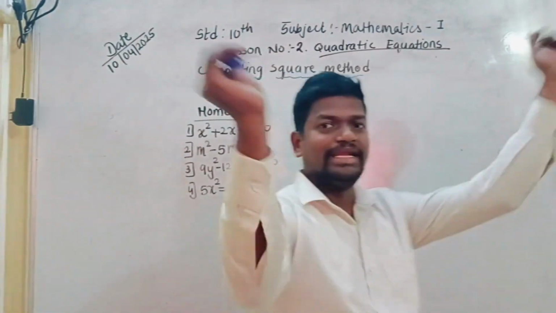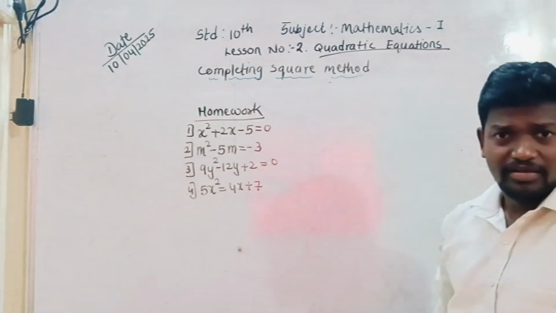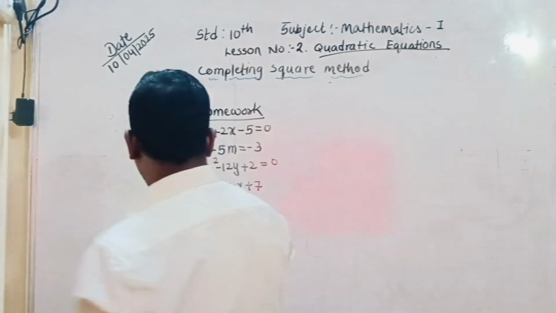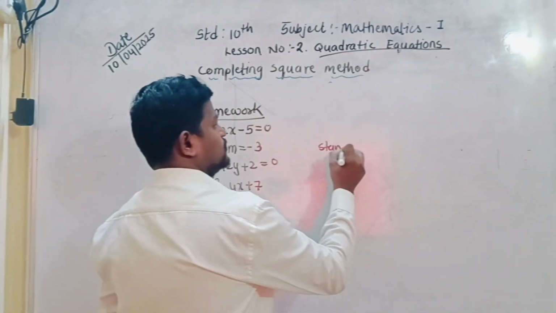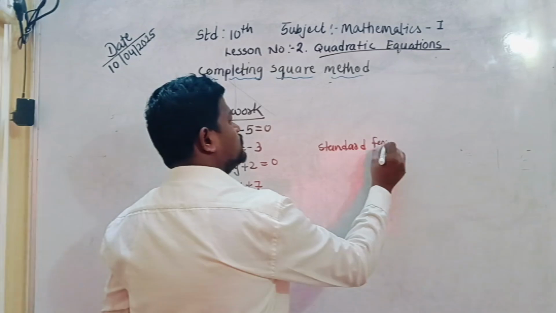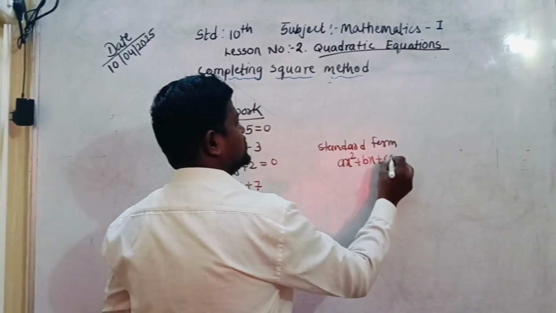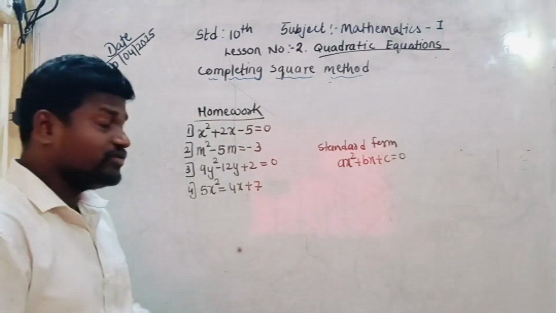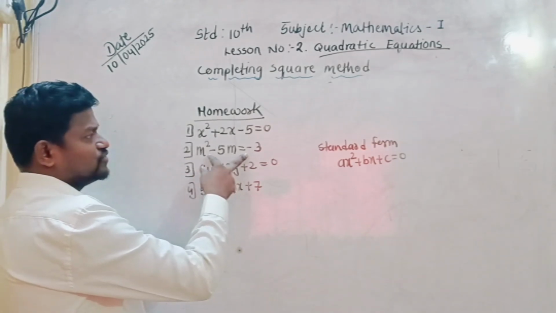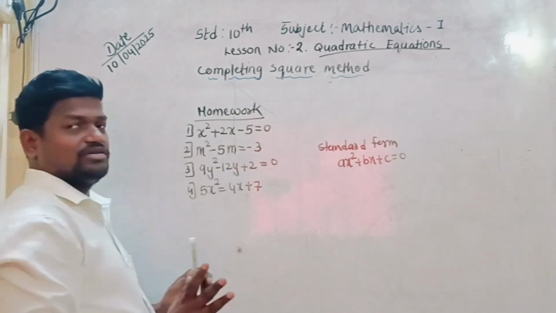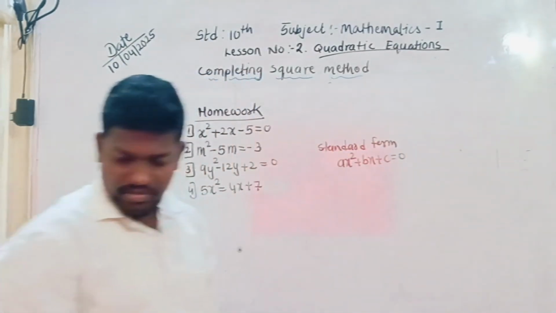So today we completed our second method in quadratic equations, that is the completing square method. In this method also keep in mind that you have to arrange the equation in standard form ax square plus bx plus c equal to 0. If not, we have to arrange. Suppose this question is not in standard form, so you have to arrange this first and then solve by using the completing square method.